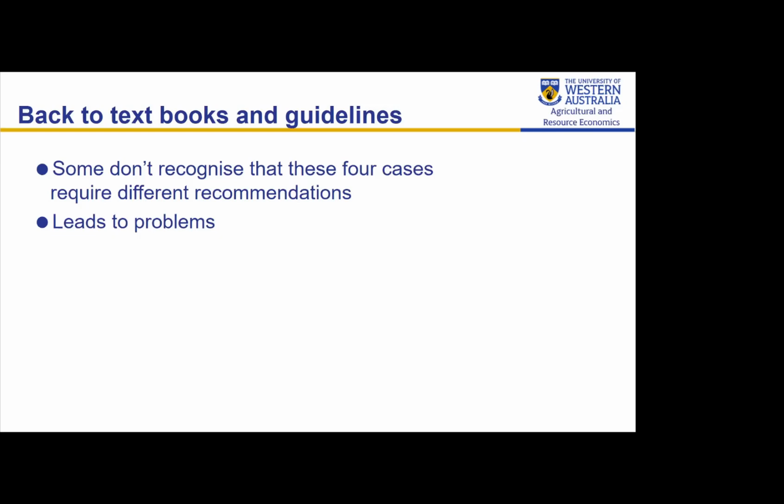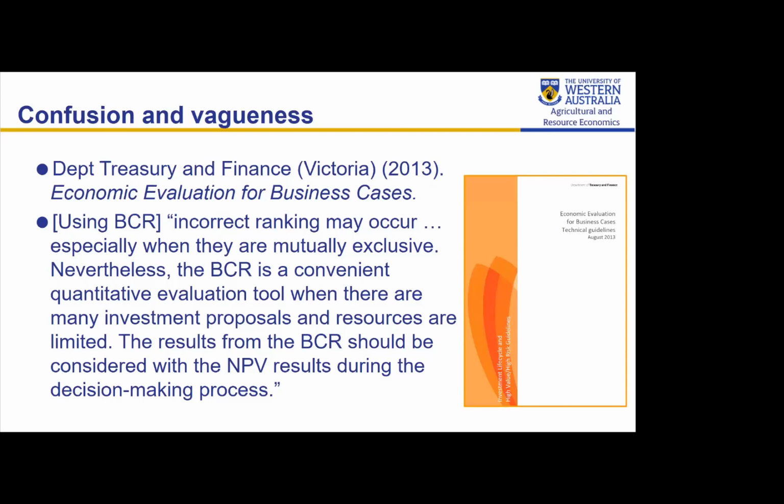So let me just give you a few examples from the many that we've looked at of cases where that leads to things going a little bit off the rails. Here is the Victorian Department of Treasury and Finance, their benefit cost analysis guidelines, where I think this is an example of confusion and vagueness.